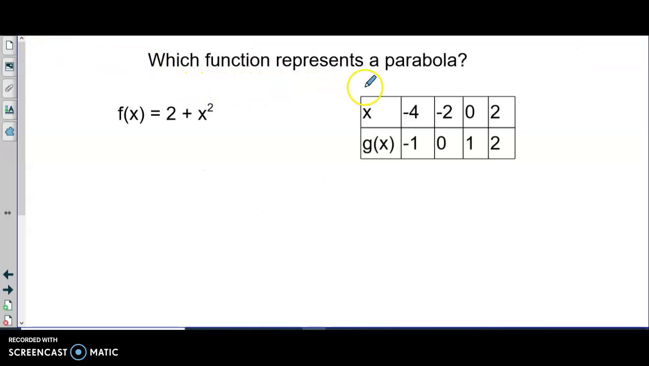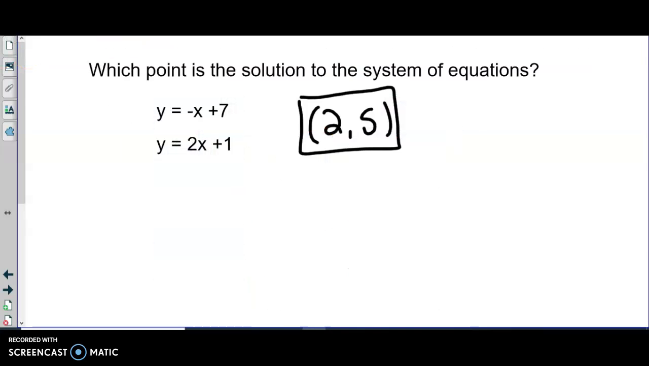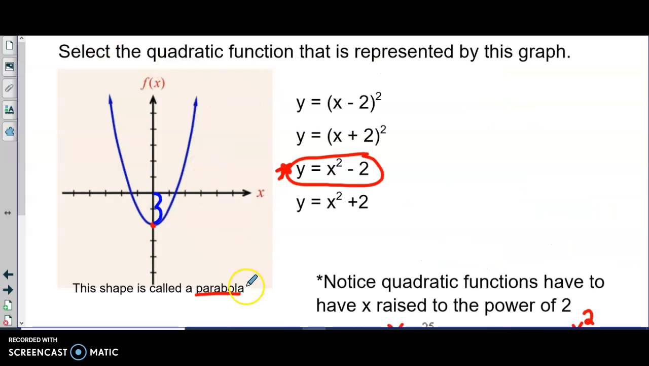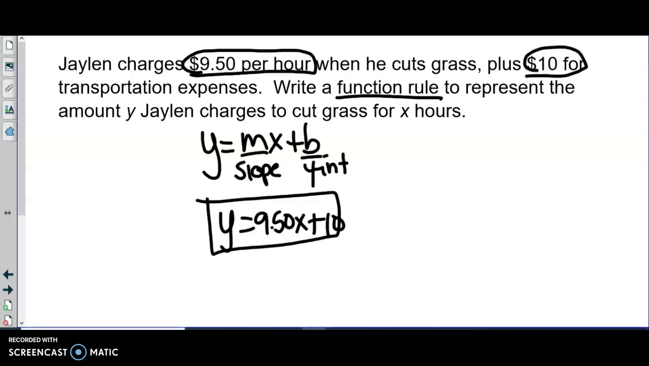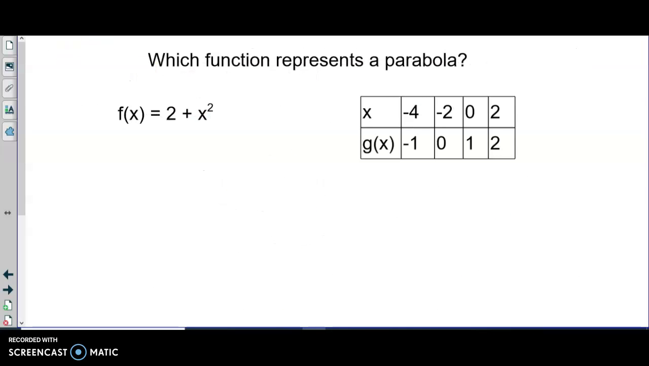Which function represents a parabola? Remember back on the last video, we said a parabola is in the shape of a U. Anytime you have a quadratic function, the shape of the graph is called a parabola. And a quadratic function happens whenever you have it raised to the second power. So if we go back here, we see x is raised to the second power. That one is going to be a parabola.